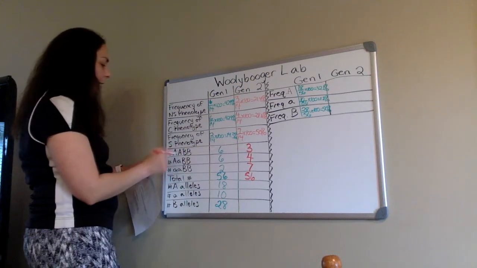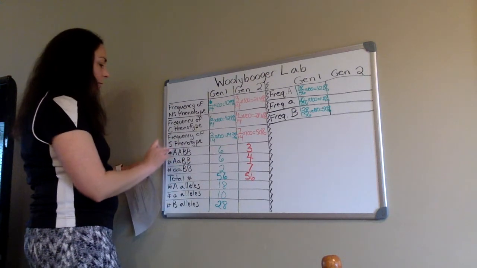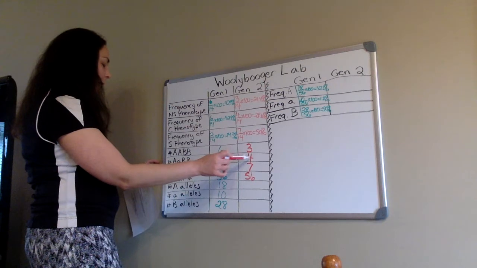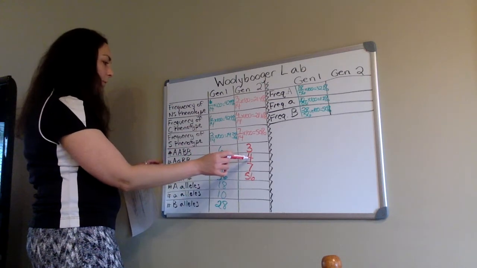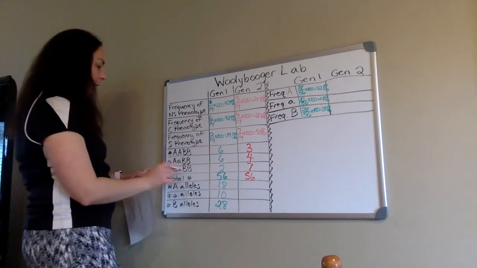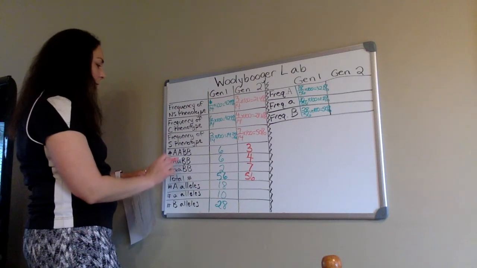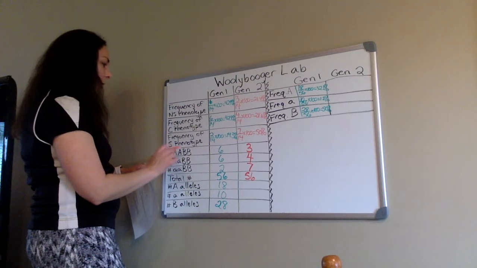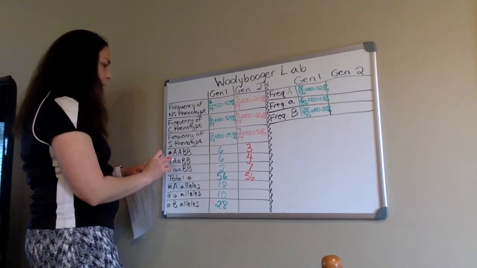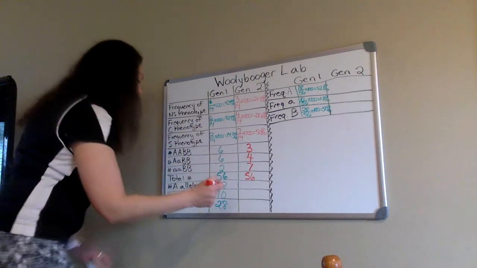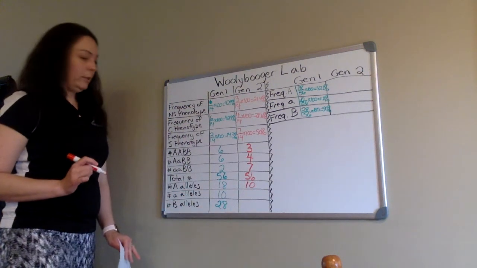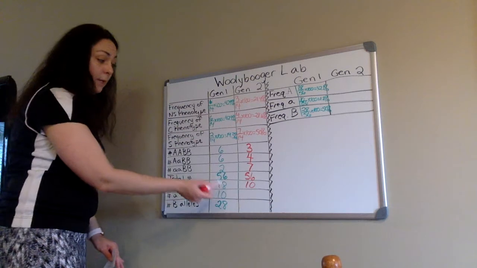The 3 that had a narrow spatula each had 2 big A's. So 3 times 2 big A's is 6. Then the clothespins had 1, and there were 4 clothespins. Then the spoons had none. So 3 times 2 is 6, 4 times 1 is 4, 6 plus 4 is 10. So there are 10 big A alleles in the second generation. So that dropped by 8.